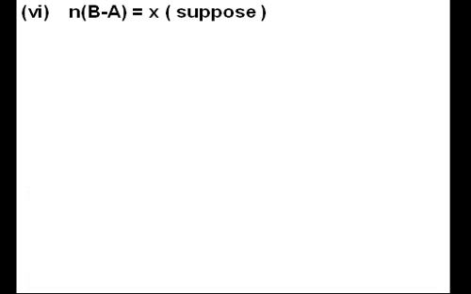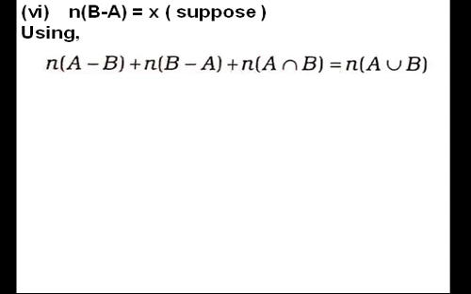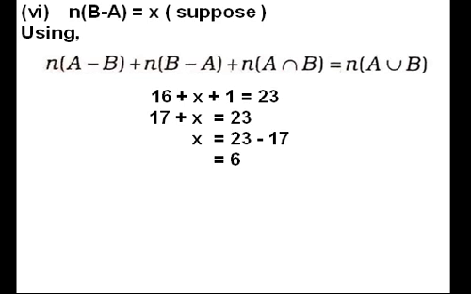Moving ahead, we have the sixth part also, where we have to find the cardinal number of B minus A. Assume it to be X and using another property from the cardinal properties, that is cardinal number of A minus B plus cardinal number of B minus A plus cardinal number of A intersection B should be equal to cardinal number of A union B. Substituting the known values and the unknown value as X. So 16 plus X plus 1 equal to 23 is what we get. Finding the value of X, the value of X comes equal to 6. And hence the cardinal number of B minus A is equal to 6.